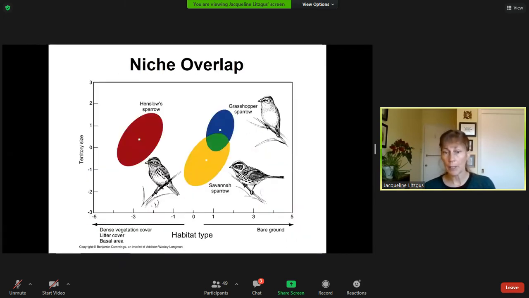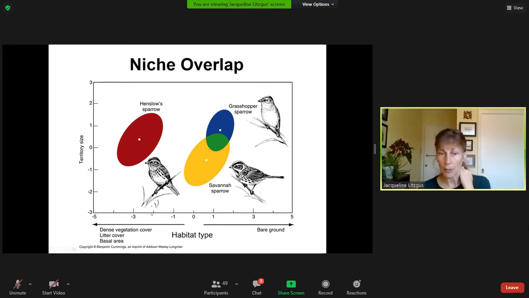All right, so here's another way to look at niche overlap. This is among 3 related bird species along 2 different niche axes. We've got habitat type on this one dimension, and then we've got territory size across this other dimension. So this shows niche overlap and habitat partitioning among 3 species of grassland sparrows, in a Pennsylvania study site. Habitat is this first biotic factor, and territory is the second biotic factor. So it's a 2-dimensional plot of those 2 discriminant axes.